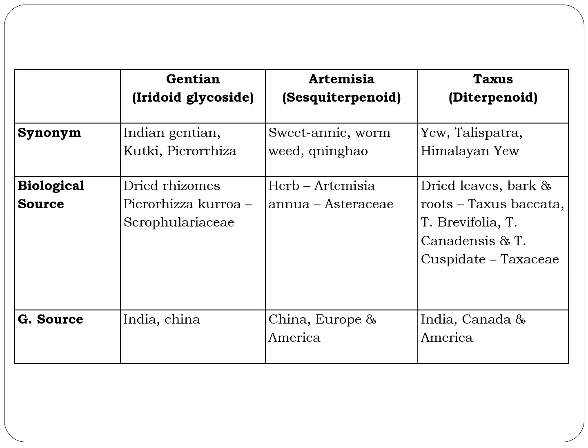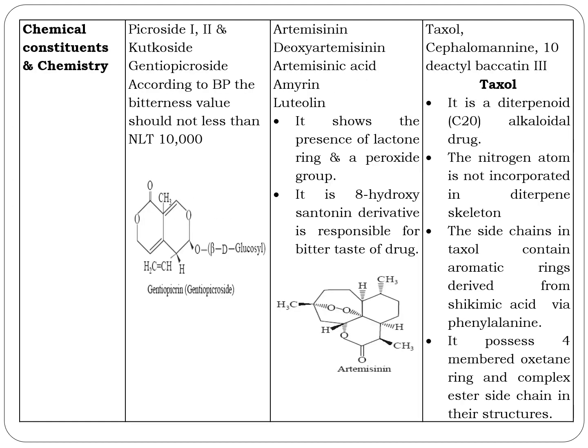Now, coming to taxus, it is also known as a diterpenoid. It is commonly known as yew, Talispatra, Himalayan yew, and the dried leaves, bark and roots of Taxus baccata, Taxus brevifolia, Taxus canadensis, and Taxus cuspidata belonging to the family Taxaceae. This plant is widely distributed in India, Canada, and America.